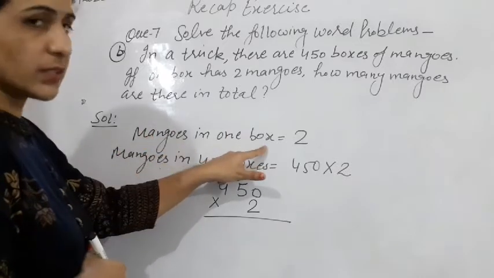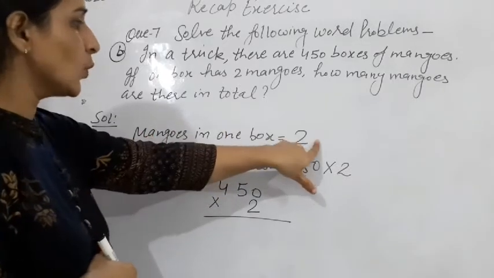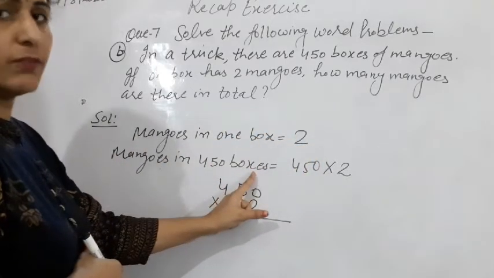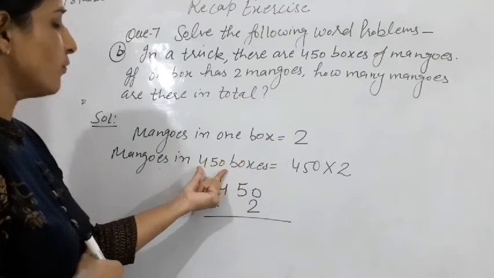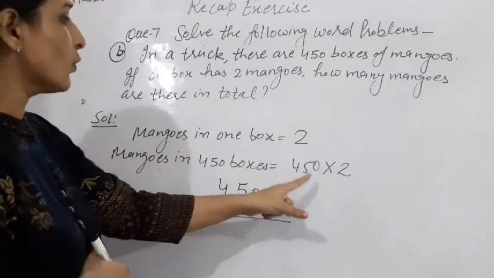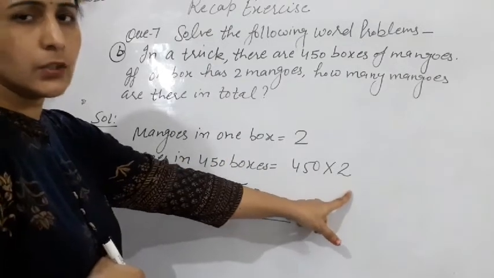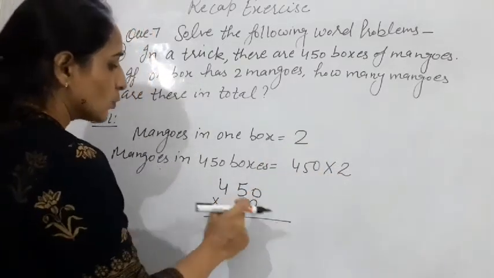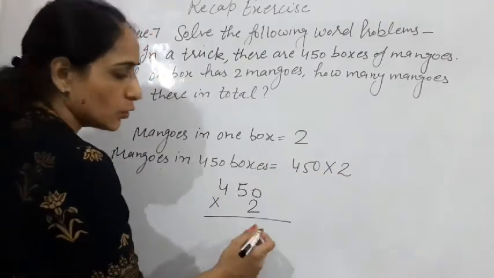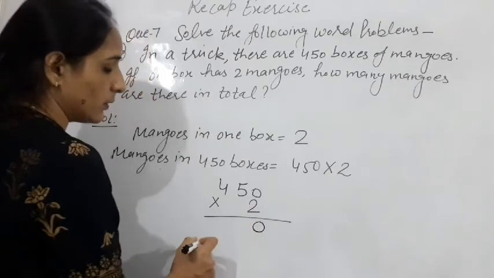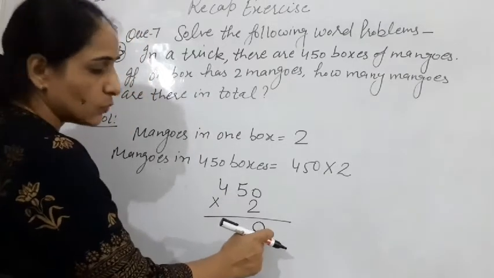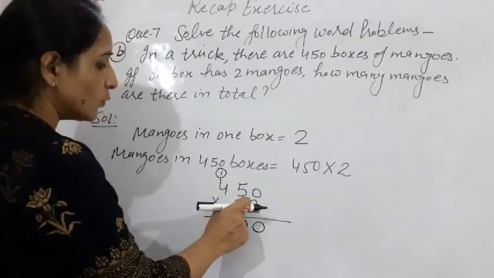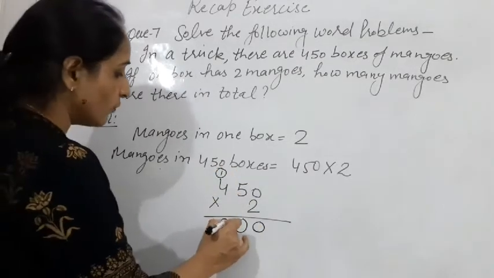Mangoes in one box. In one box how many mangoes? 2. Clear? Then mangoes in 450 boxes. 450 boxes in the truck. So 450 multiply by 2. We multiply 2 by 450 like this. So 2 multiply by 0, we get 0 here. 2 multiply by 0 equal to 0. 2 5s are 10, 1 carry, and 2 4s are 8 and 1 of 9.